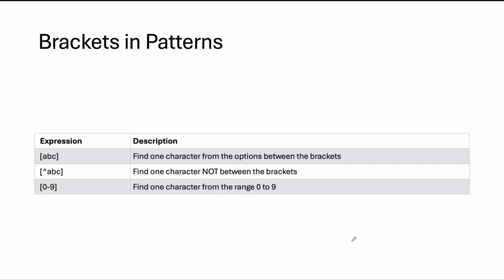Now we can use some specialized concepts for pattern matching. The first one is brackets. When we use the brackets, it means find one character from the options between the brackets. If I put A, B, C in the brackets, and the given string has A or B or C, it will say yes, a letter exists. Similarly, if I use the caret above, it means the characters should not exist. Then 0 to 9 means the characters must exist between 0 and 9.